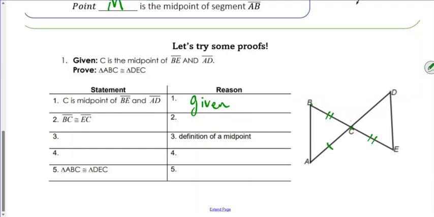I also know that the same kind of thing is true here. AC is congruent to DC because it's also the midpoint of AD. So we could say that based on the definition of a midpoint, we know that BC and EC are the same. And using the definition of a midpoint again, we're going to say the same thing except with these other two segments. We're going to say that AC is congruent to DC.